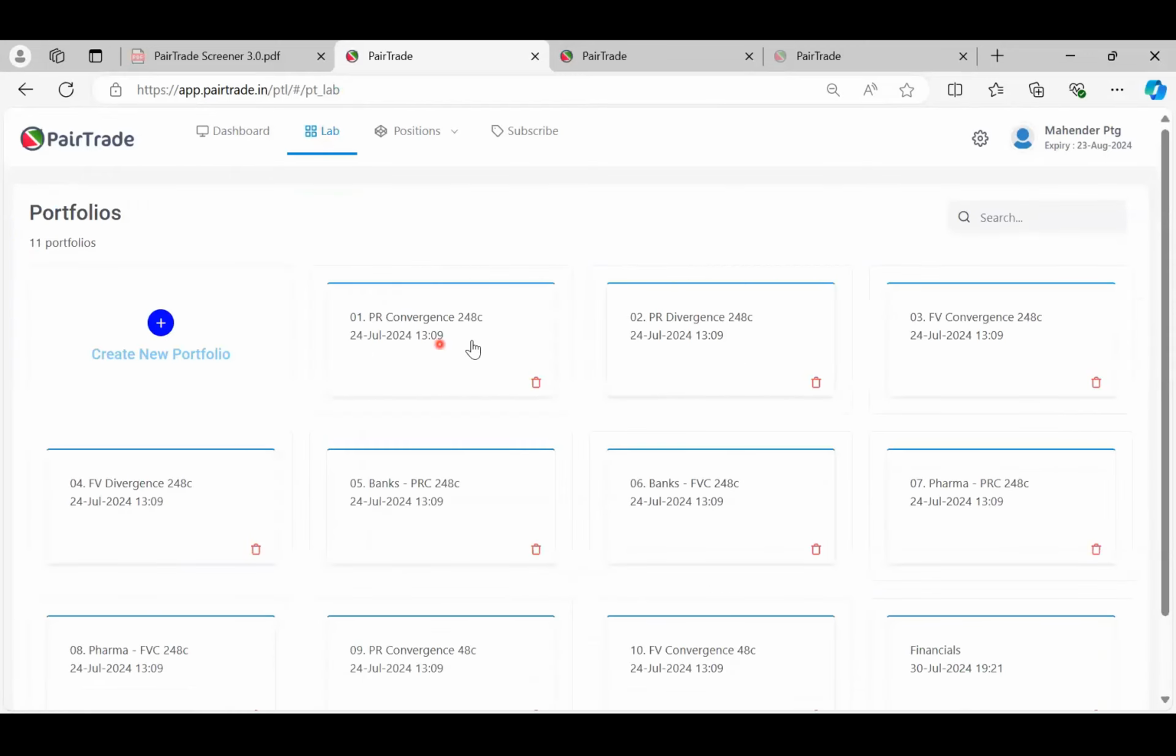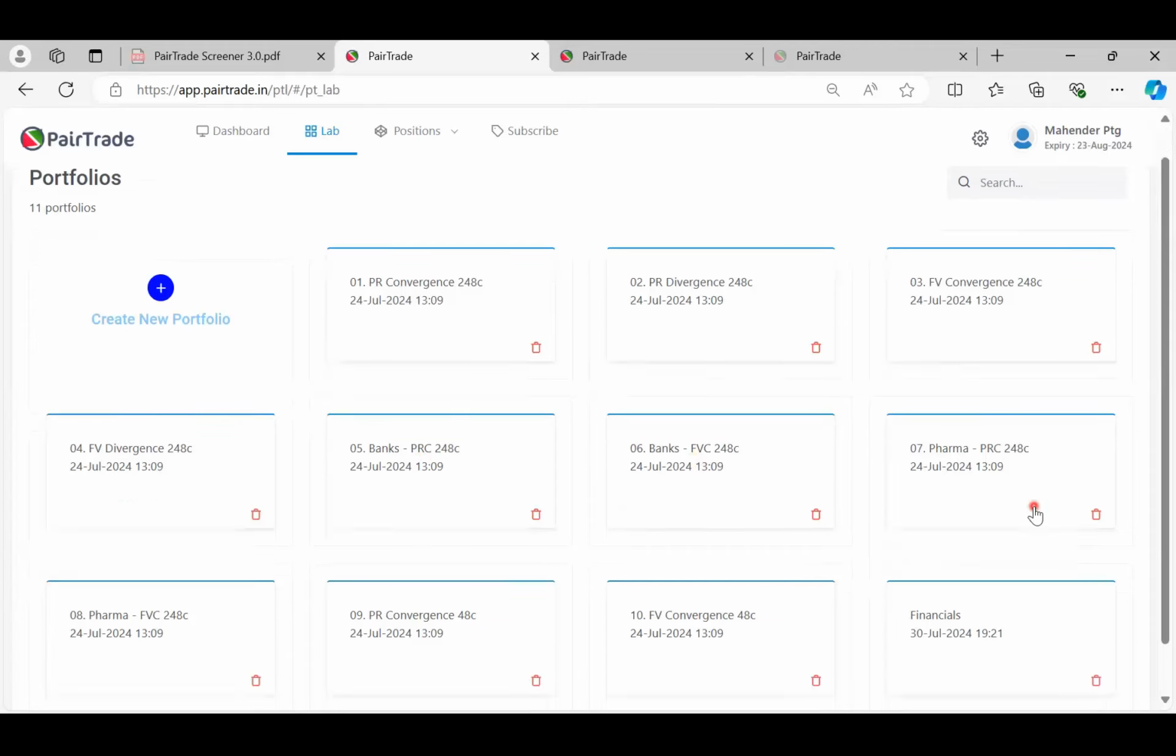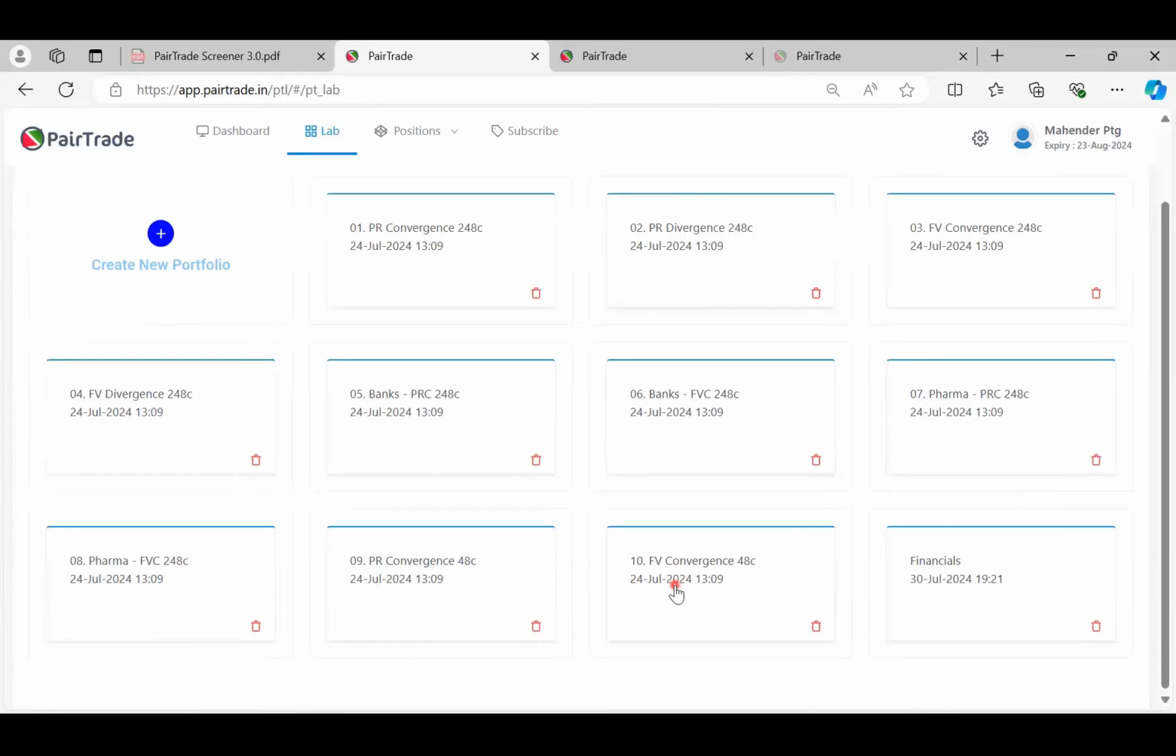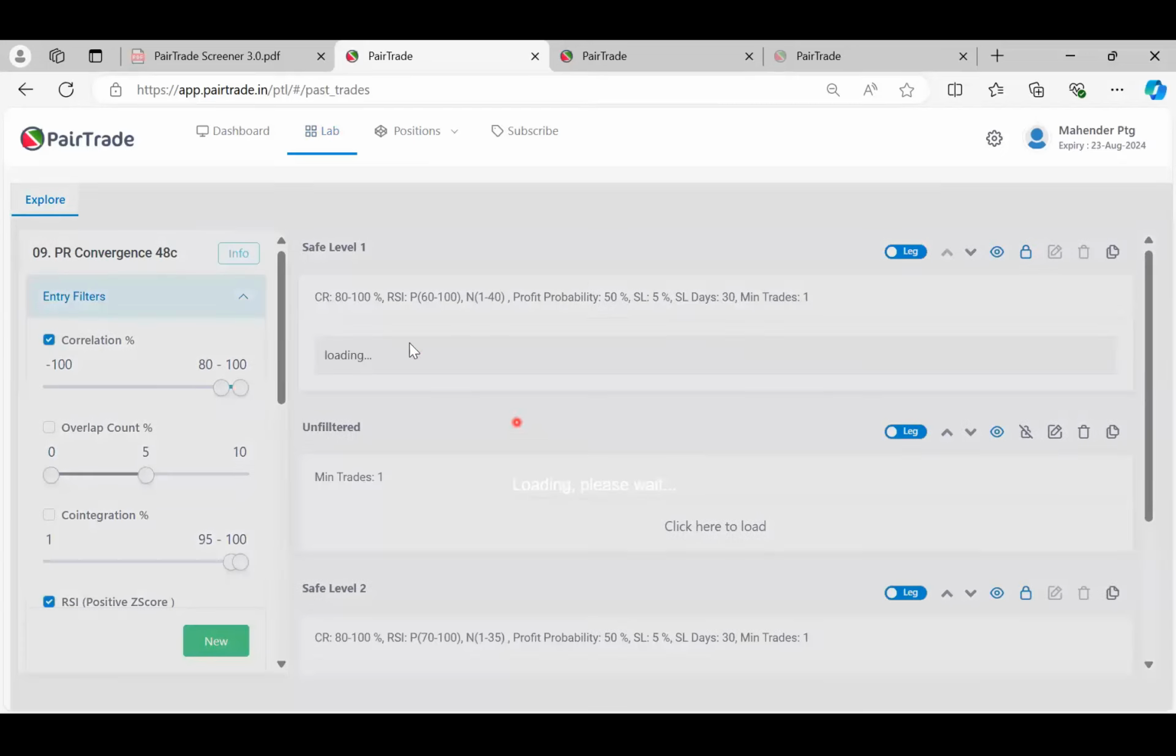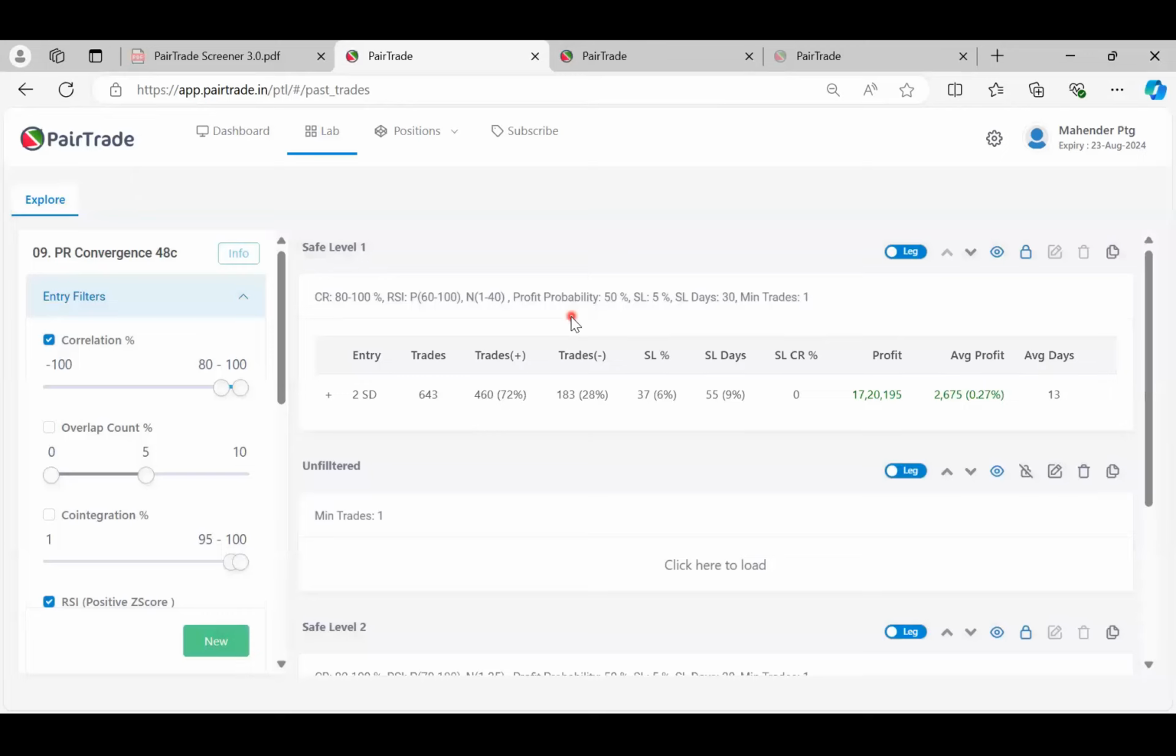So price ratio convergence, price ratio divergence, fair value convergence, fair value divergence. Then we have banks, only the banking sector, then the banks. PRC is price ratio convergence. FPC is fair value convergence, price ratio convergence. Then you have 48 days also. PR convergence 48. Here safe level 1, which is like 80 to 100, RSI and profit probability of 50. For the other like 248 and all, profit probability above 70, above 80, 90 would be better. But in 48 candles, the profit probability of 50 is also better.